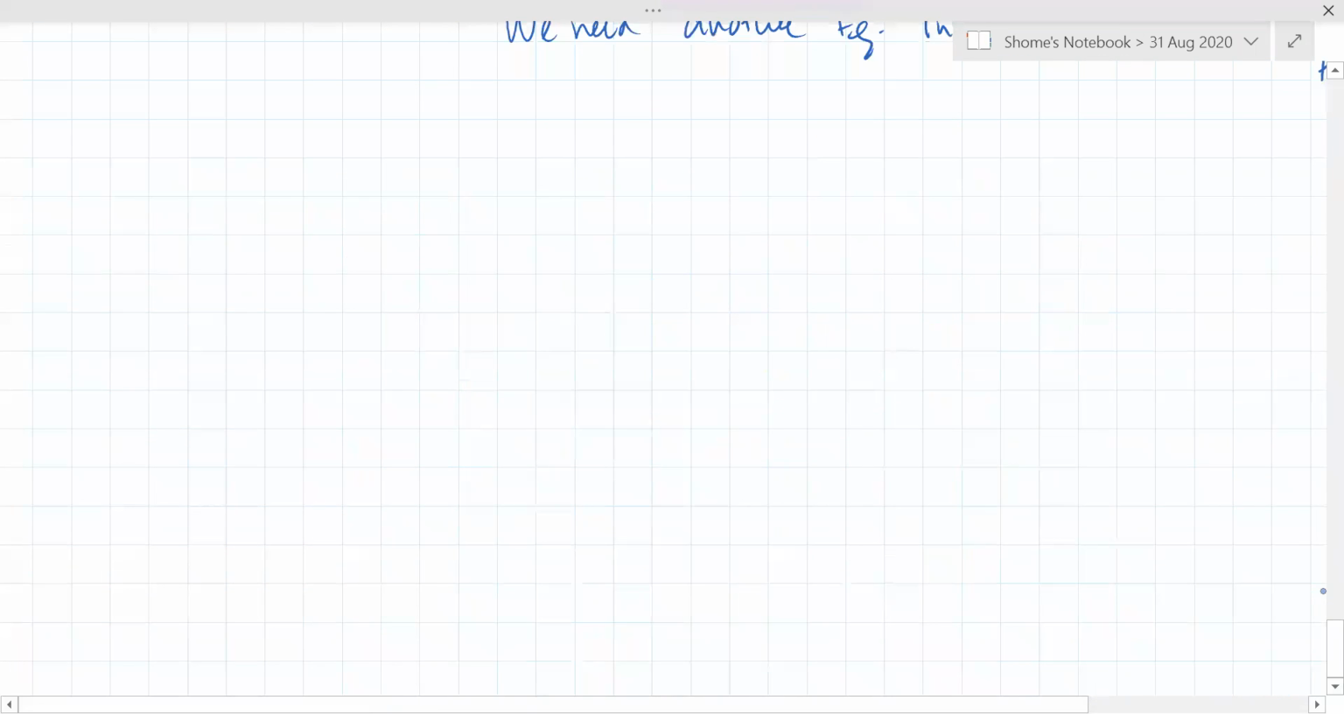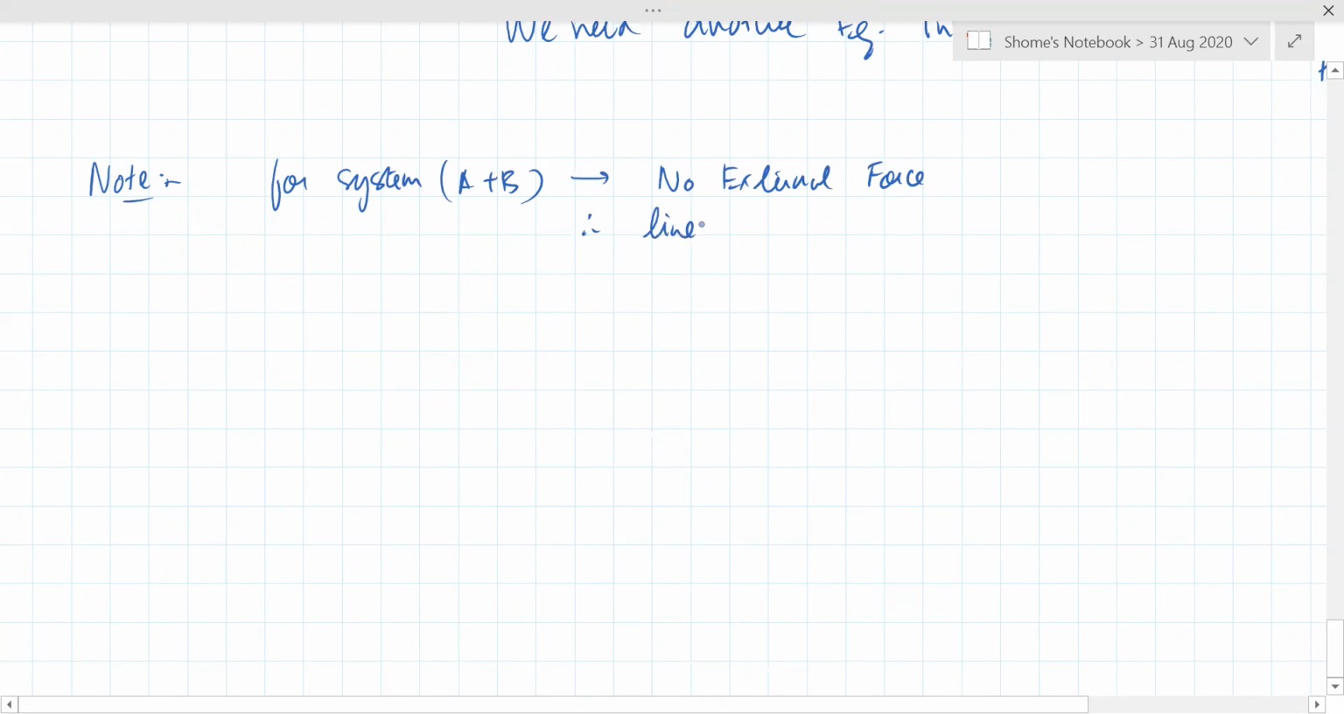So what's also happening here is that for the system, that is A plus B, the two particles, there is no external force. Therefore, linear momentum of the system, that is mass of A into velocity of A plus mass of B into velocity of B, should be conserved. Linear momentum is a conserved quantity.